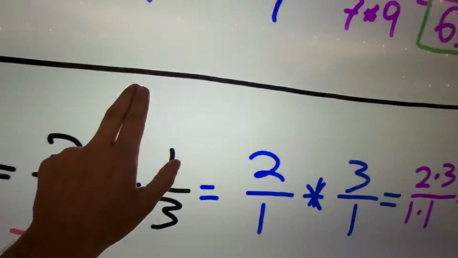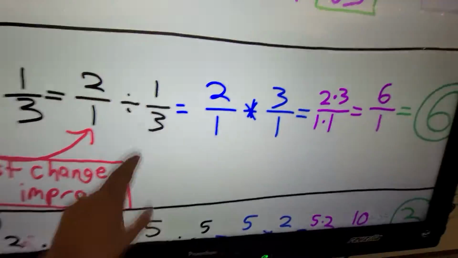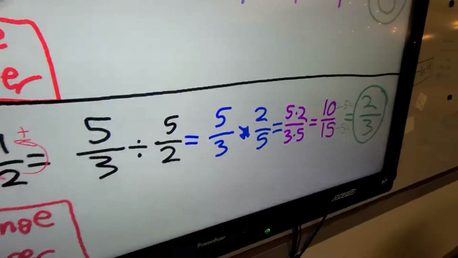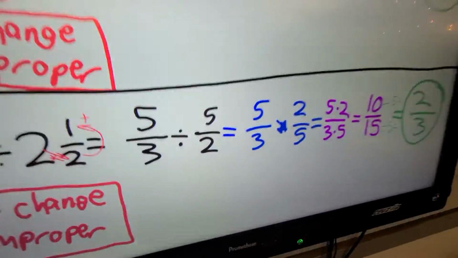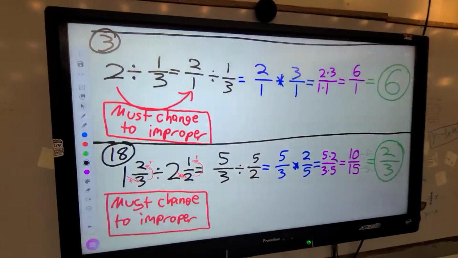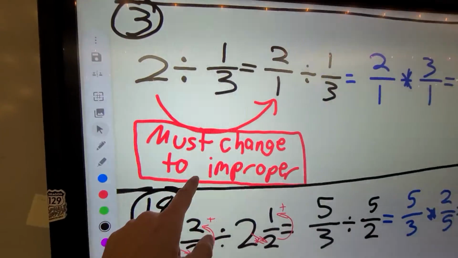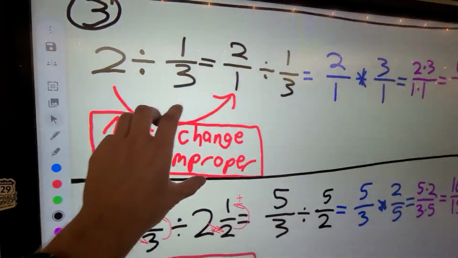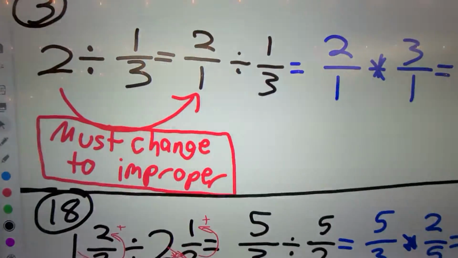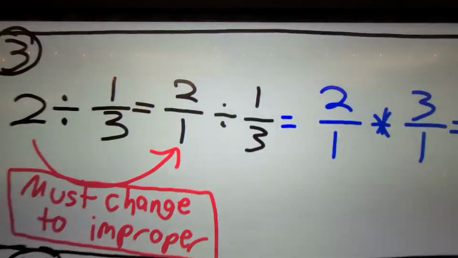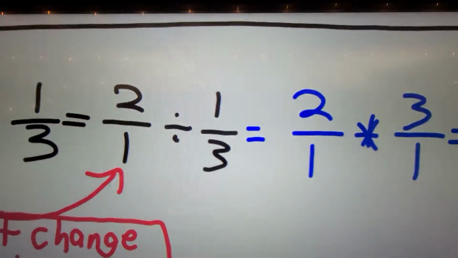Some of the examples we did, 2 examples really, or 3. We'll do these 2 for now. The first example we did was 2 divided by 1/3. First of all, we must change this to improper, so I have to rewrite this whole thing with only regular fractions. Then, from this stage, we do keep, change, flip.